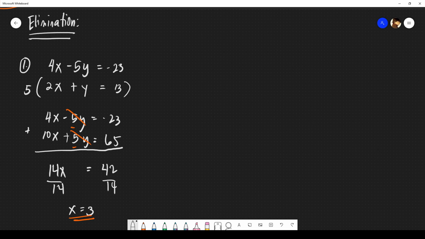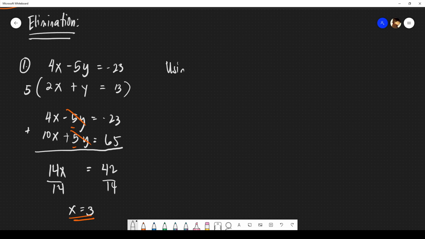You also need to observe if they have different symbols. It should be negative and positive so that you can eliminate one of the terms. So after getting the value of x, we need to substitute the value of x on either equation 1 or equation 2 to get the value of y.